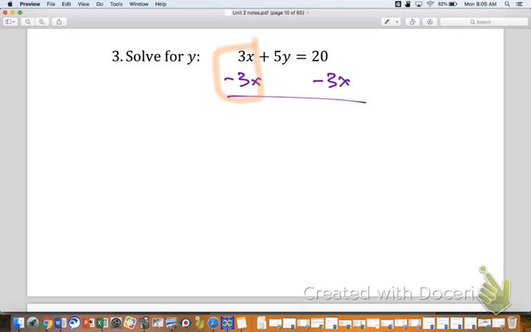20 minus 3. Oh, what's this? What's that right there? 0. They add out completely, right? You have 3x's and you take away 3x's, you got nothing, right? So those are going to add out completely. So I'm just left with positive 5y.